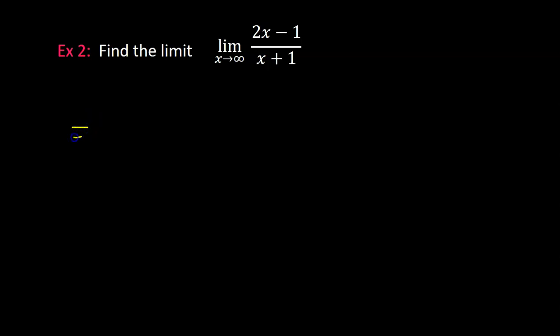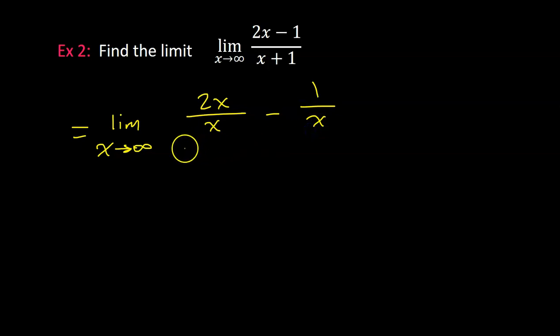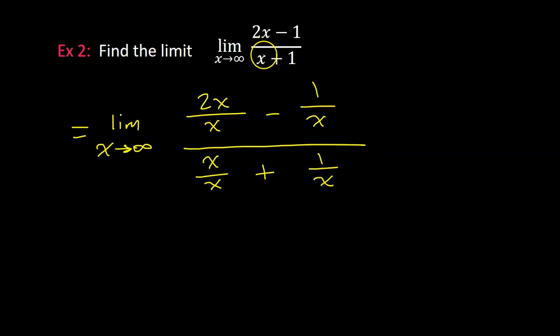So we are going to rewrite this as the limit as x approaches infinity of 2x divided by x minus 1 divided by x, over x divided by x plus 1 divided by x. So x itself is the term with the highest power. So I'm dividing each of the 4 terms by x. Now we can simplify and take the limit.